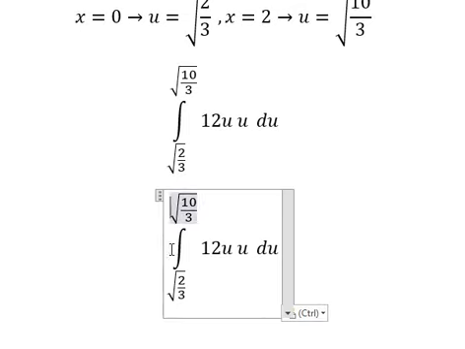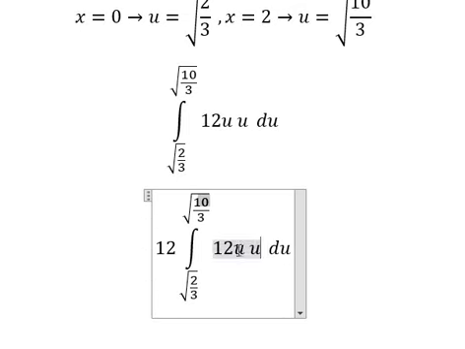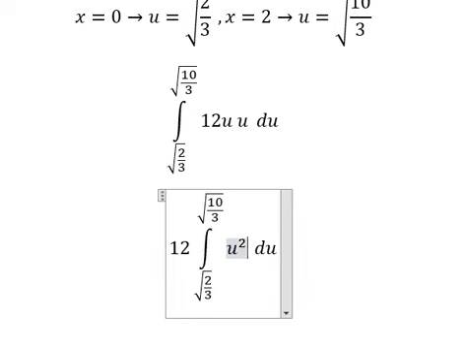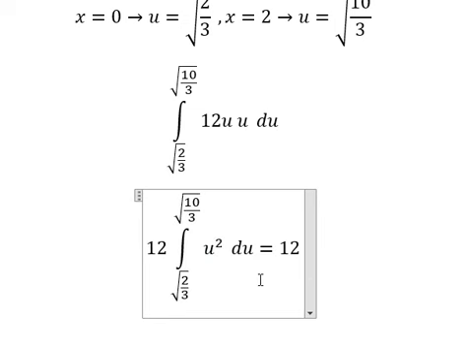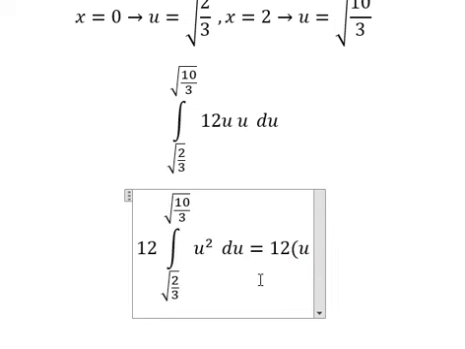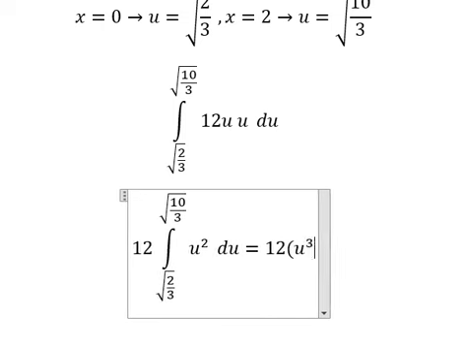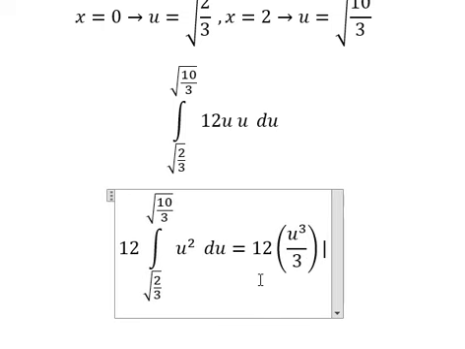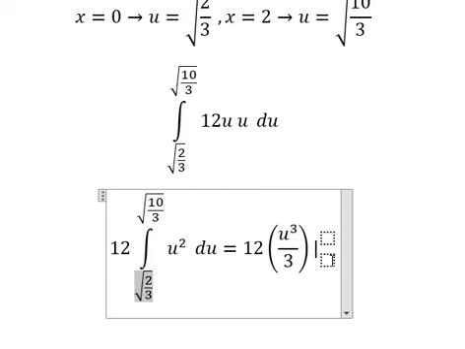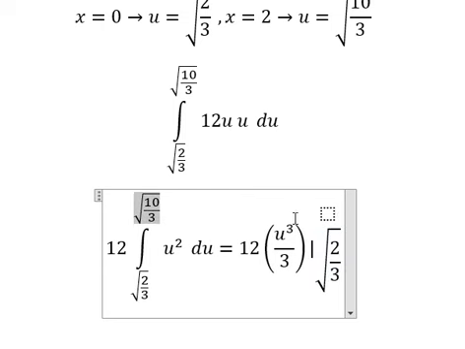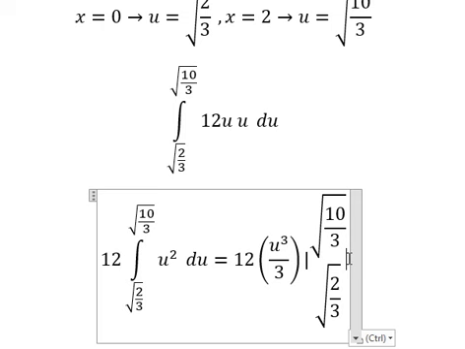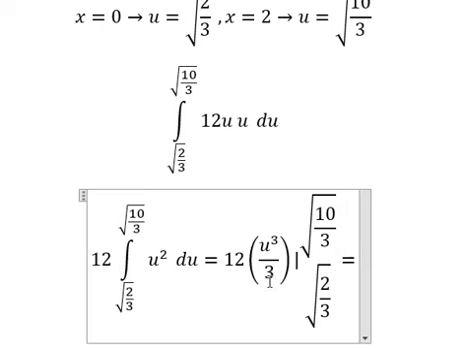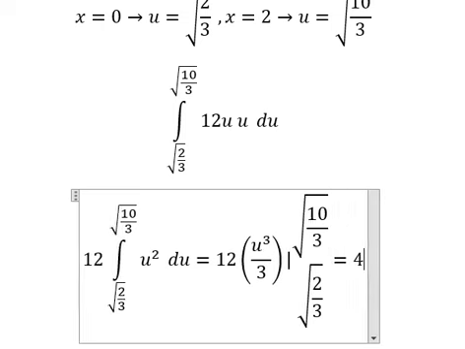So number 12 goes here. u and u we have u squared. The integration of u squared is u to the power of 3 over 3. And then we put the bounds from this one to this one. So number 12 divided by number 3, we have number 4.